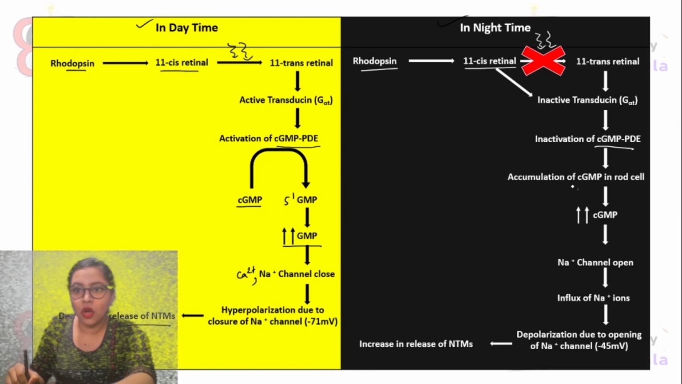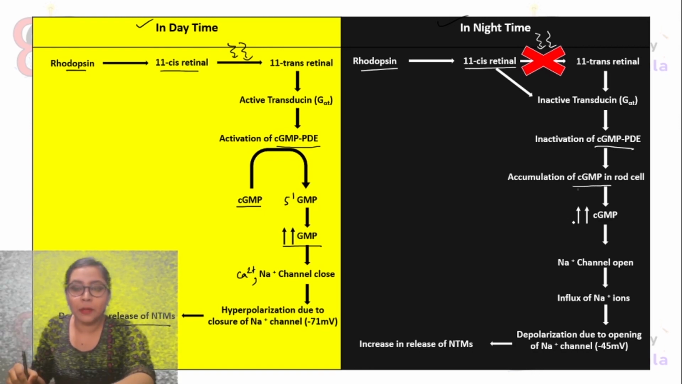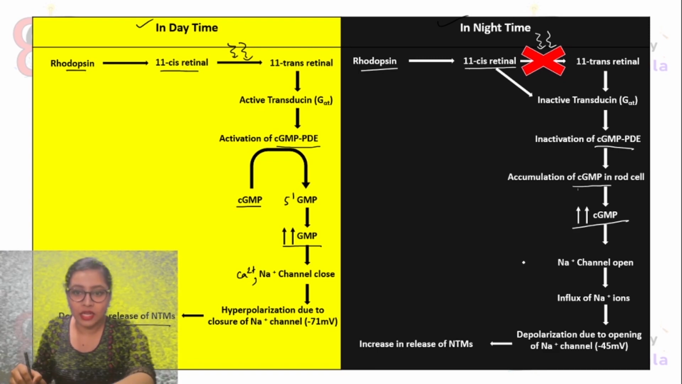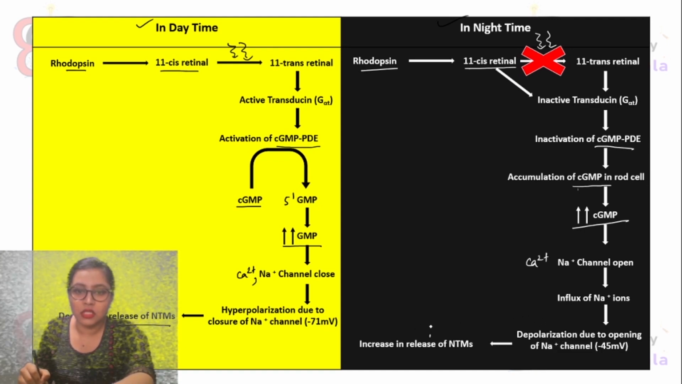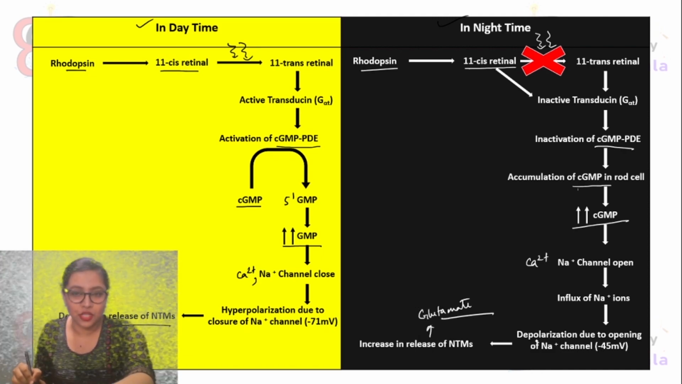So the accumulation of cyclic GMP in rod cells can be observed, and the concentration of the cyclic GMP will be higher, and this increasing concentration of the cyclic GMP further results in the opening of cation channels like sodium channels and calcium channels, which further makes the inside of the cell depolarized, and this depolarized state of the cell results in an increase in the release of neurotransmitters like glutamate. So this is how the transducin pathway actually works.